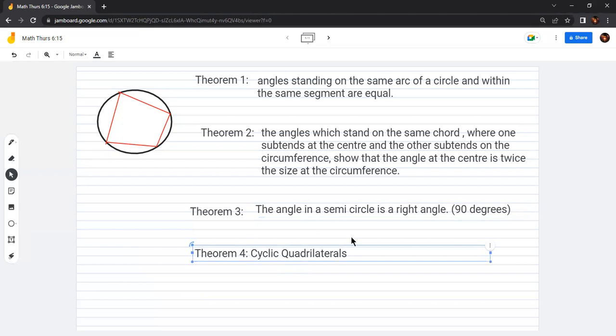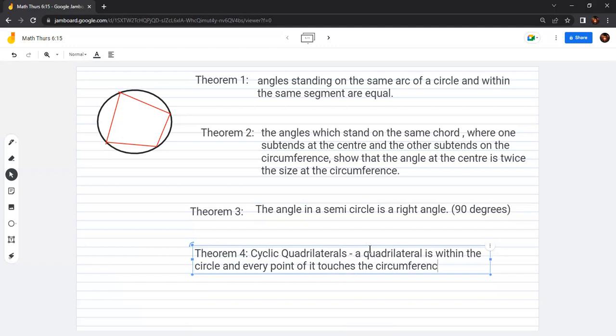Now, cyclic quadrilaterals, remember, this is where a quadrilateral is within the circle and every point of it touches the circumference. Right, so for each point, it touches the circumference.